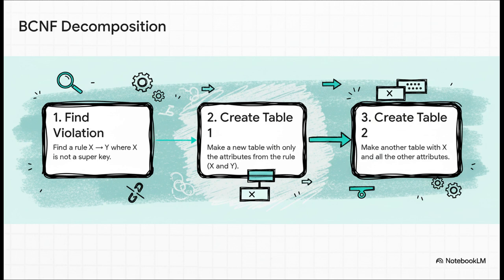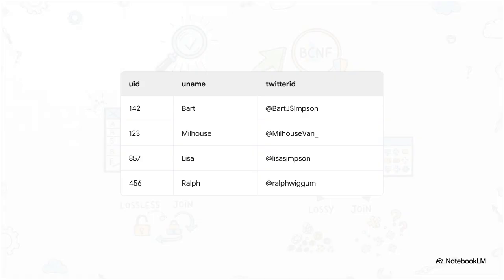And the algorithm to do this is just so elegant. It's basically 3 steps. 1, you find the rule that's breaking BCNF. For us, UID determines uname. 2, you pull that rule out and give it its own brand new table. 3, you make another table with everything that's left over, but, and this is key, you keep the UID in there so you can link everything back together. Let's see what we get.